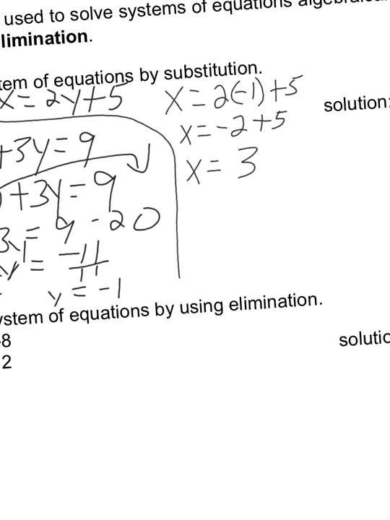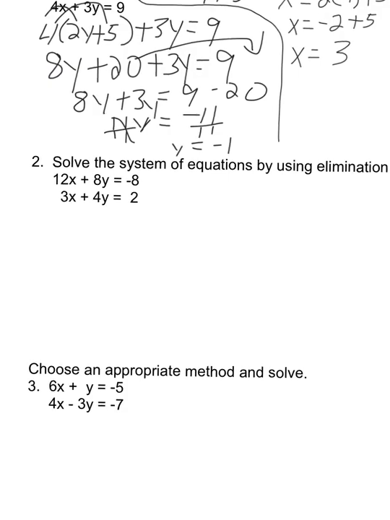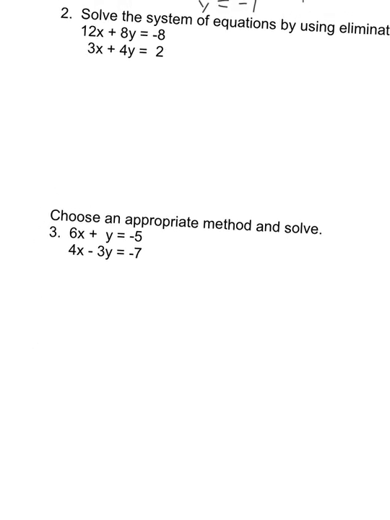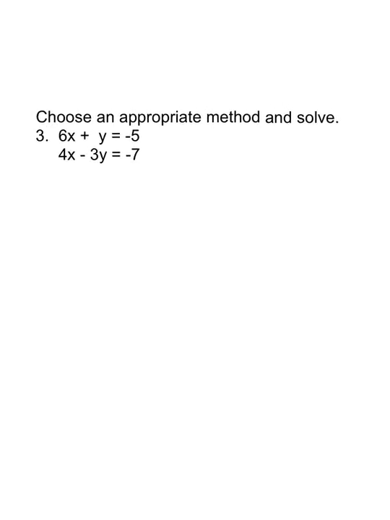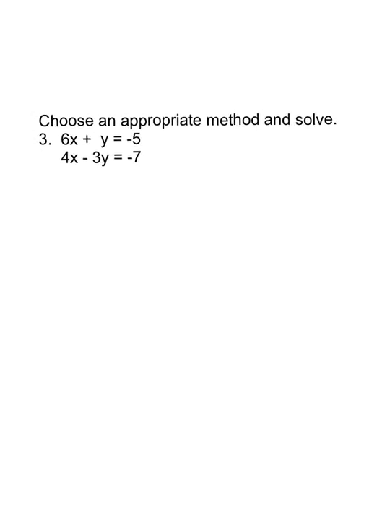I'm going to go ahead and skip to number 3 so that we can solve it using the same method. We're going to use substitution. Looking at number 3, clearly y is the easiest to solve for because it's already by itself. I just got to move the 6x across. So I move the 6x across, and I have y equals negative 6x minus 5. So now I have a y value. I'm going to substitute it in for y in the second equation. So 4x minus 3 times my new y, which is negative 6x minus 5, equals negative 7.